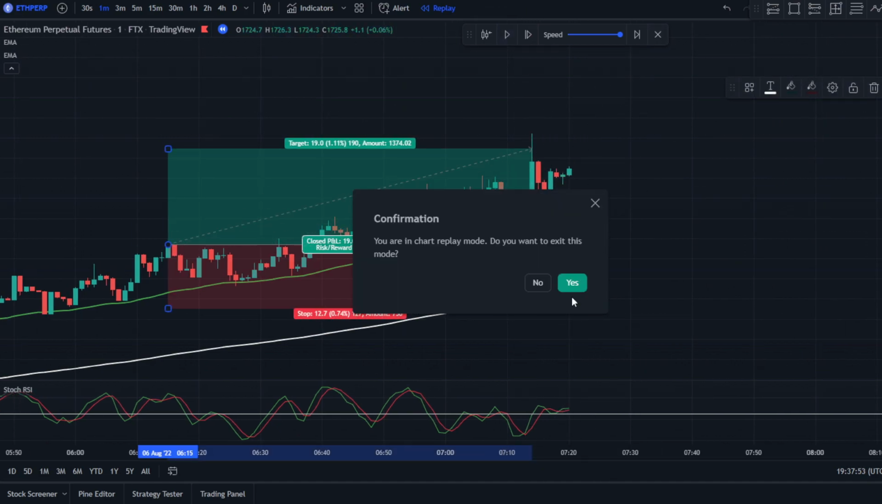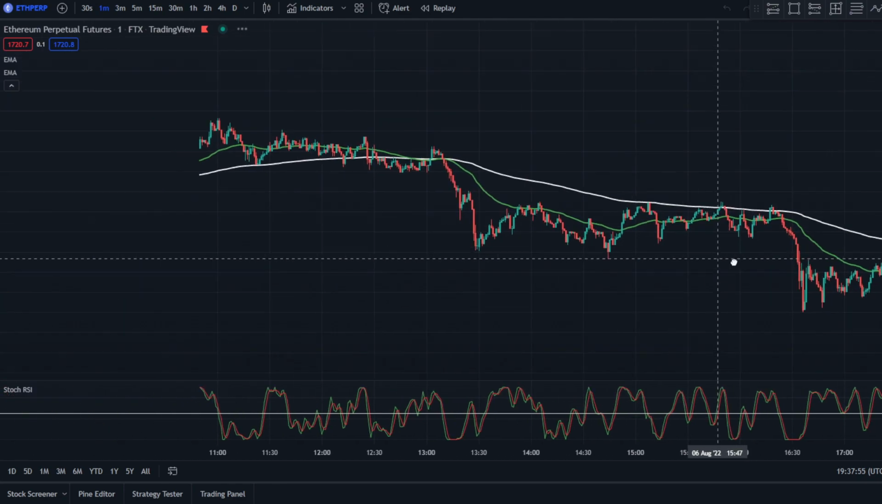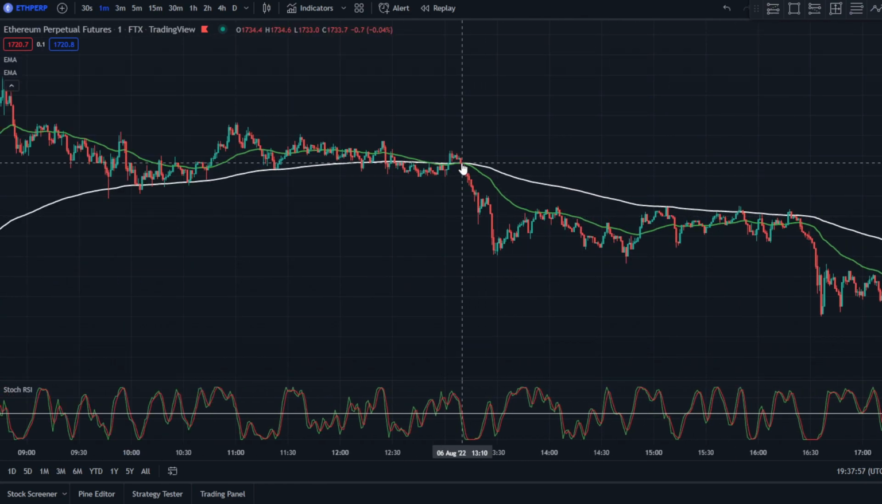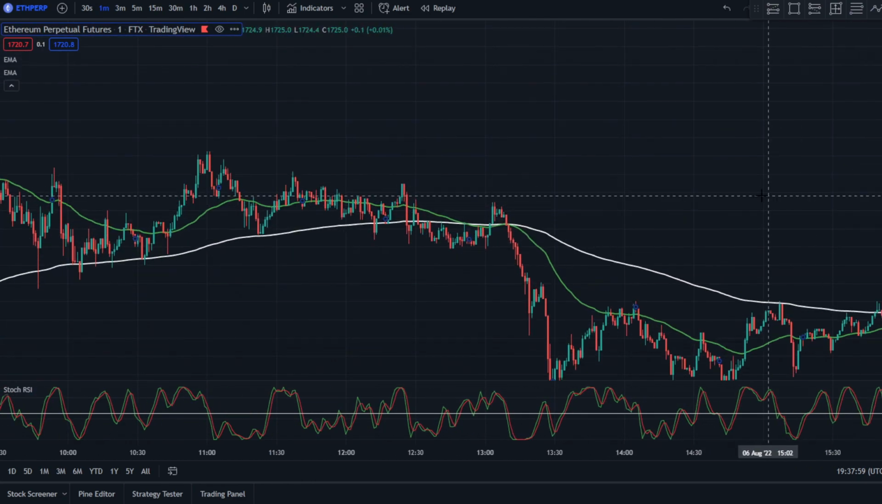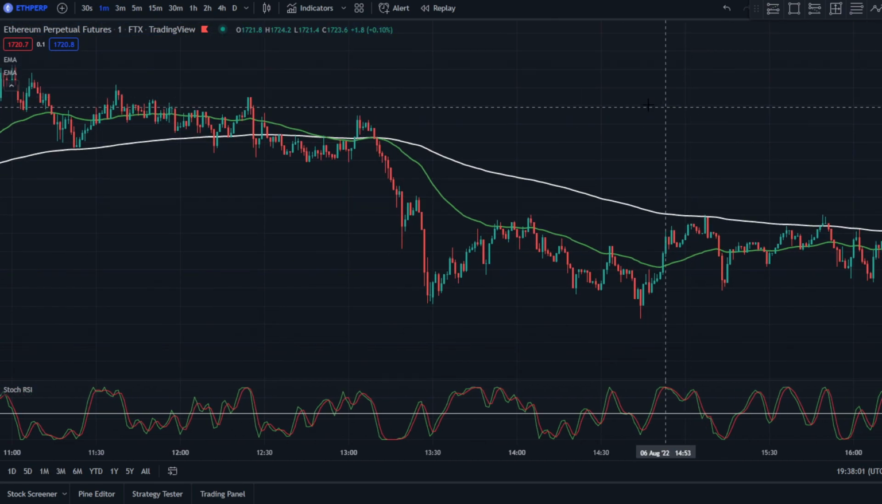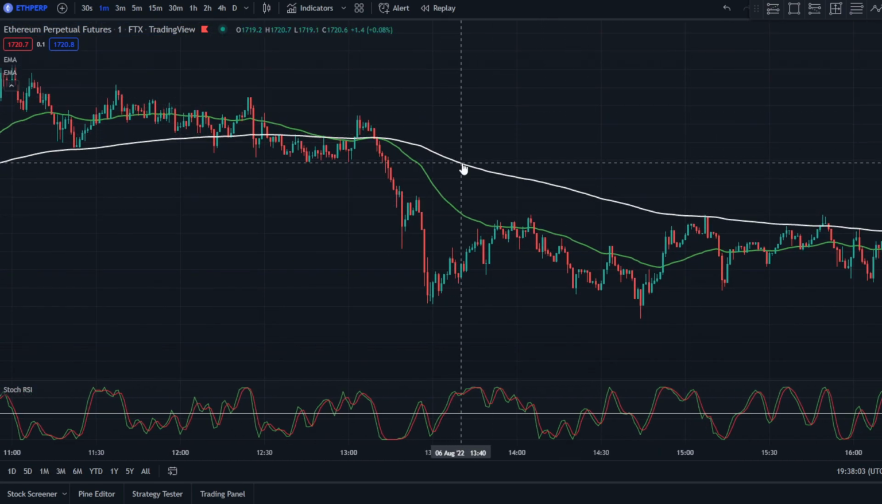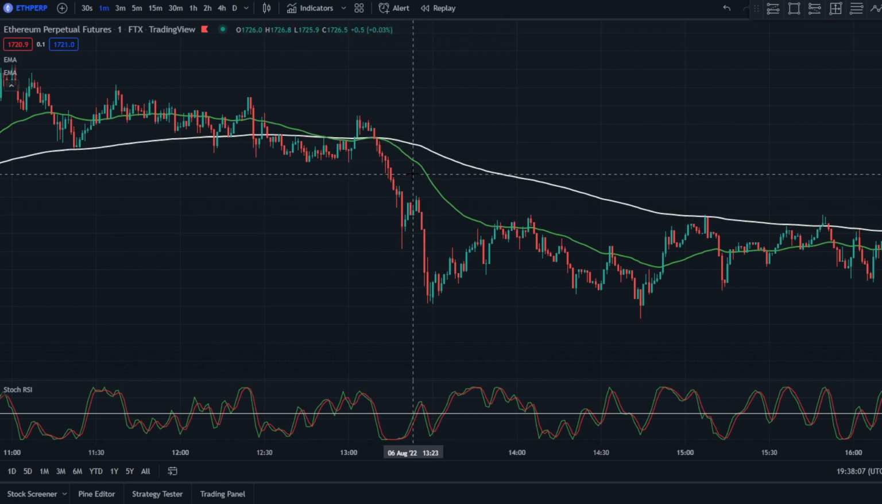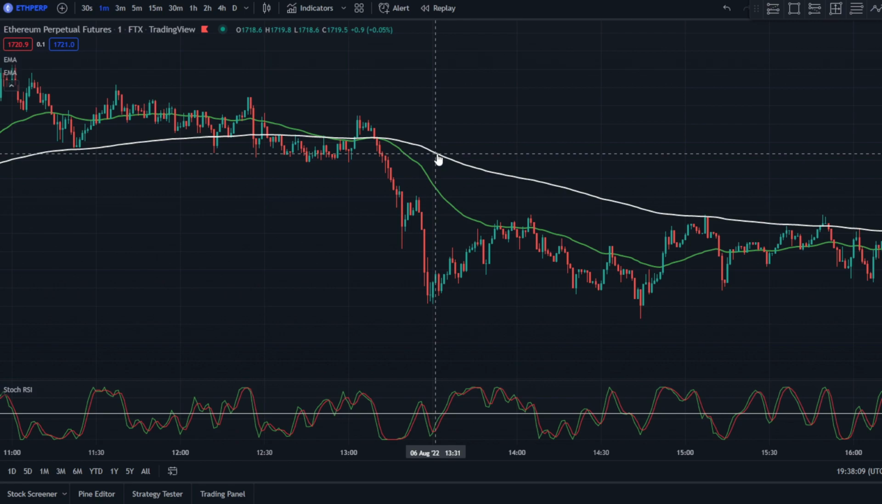So yeah, that is pretty simple for the long side of the trade, and now I'm going to show you guys the short side of the trade. So you only take short positions when the green EMA is below the white EMA. Like right here, you can see that the crossover happens. The green crosses below the white, sorry.